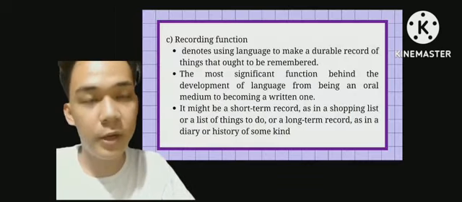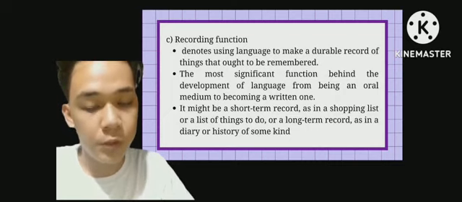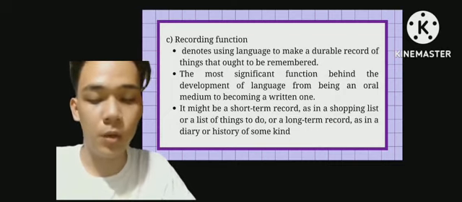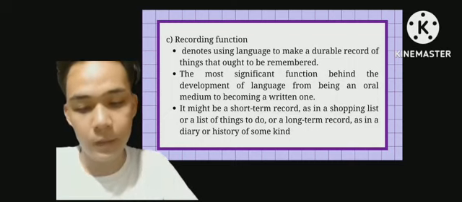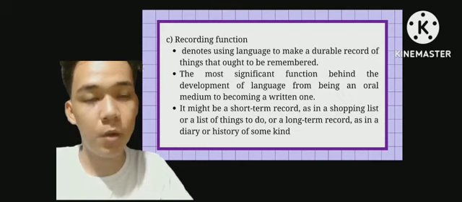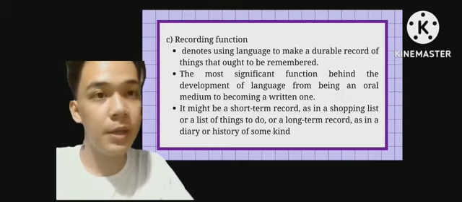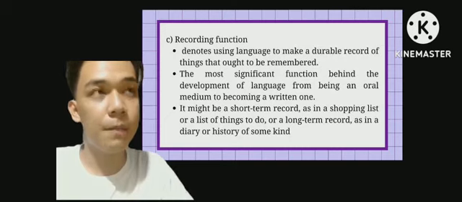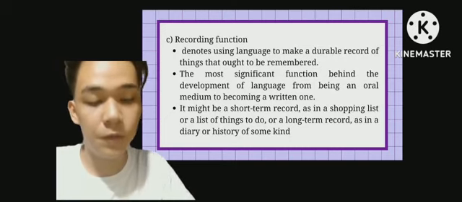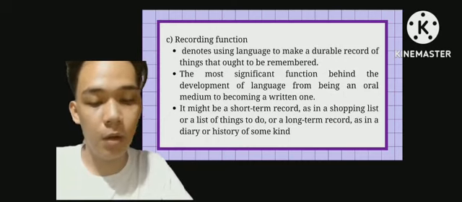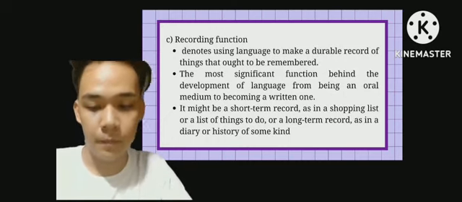The third one is recording function. It denotes using language to make a durable record of things that ought to be remembered. It is the most significant function behind the development of language from being an oral medium to becoming a written one. It might be a short-term record, as in a shopping list or a list of things to do, or a long-term record, as in a diary or a history of some sort.